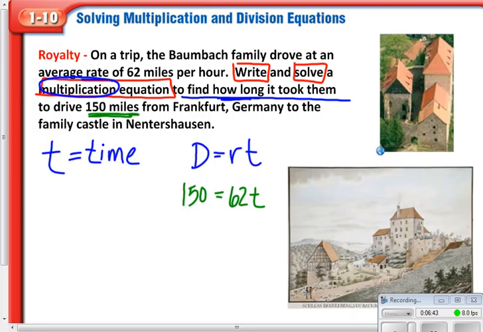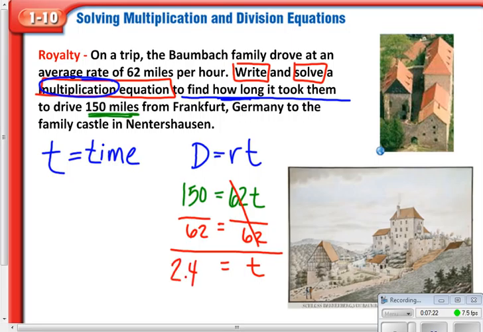Now you can go ahead and solve this equation. In order to solve it, you need to get T by itself. In order to do that, we would divide both sides by 62 to get T by itself. Your 62s would cancel out, leaving you with T. On the other side, you have 150 divided by 62. I know it doesn't go into it evenly, so you'll have to get a decimal and round, we'll say to the nearest tenth, which would give us 2.4.